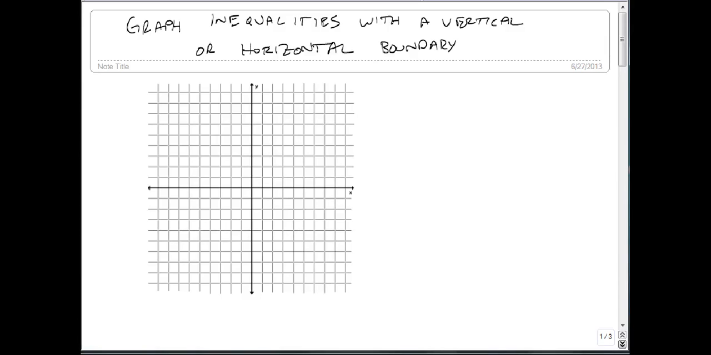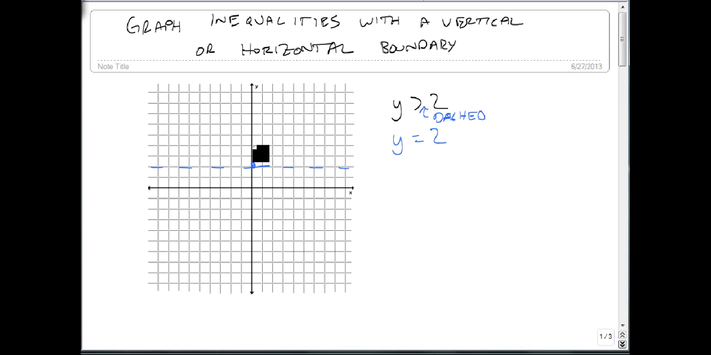We are now going to graph inequalities with vertical or horizontal boundaries. So we're going to start with y is greater than 2. And so we know that we graph this by pretending it's an equation, y equals 2. So we pick our dot, and we know it's a dashed line because it's not an or equals. So we put our horizontal line in, just like we would if it was y equals 2, but it's dashed.